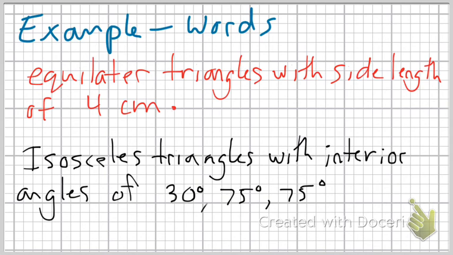Now we're going to look at an example using words. We have an equilateral triangle, which I spelled wrong, obviously, because I do that all the time. I'm just missing the AL. Equilateral triangle with side length of 4 centimeters. An equilateral triangle, if you didn't know, is a triangle where all the sides are the same length. Side equals 4 centimeters. And also, on an equilateral triangle, all interior angles are 60 degrees.